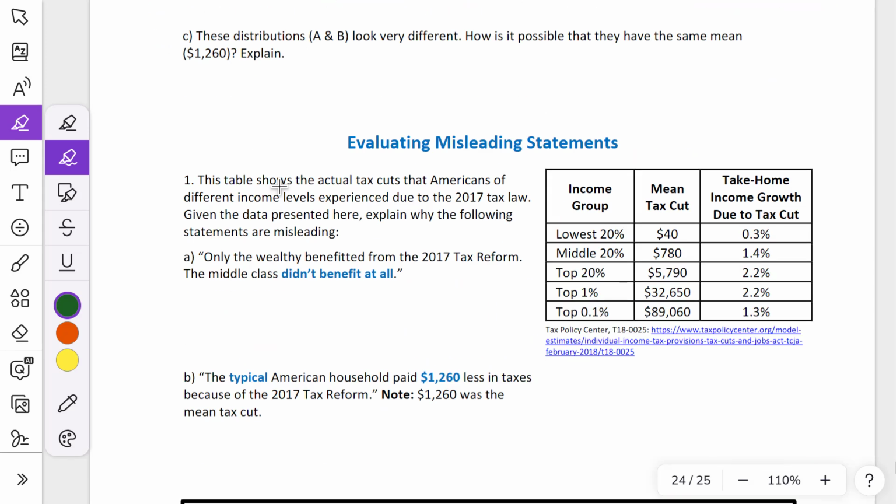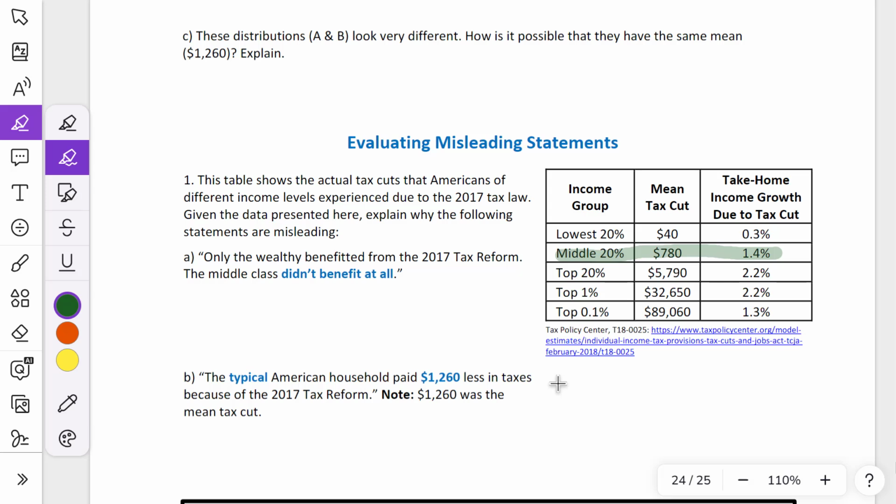So, in fact, let's look at the actual data from the last tax cut. You can see this table shows actual tax cuts of the Americans. There are two statements here, and both of these are misleading, because remember, both sides are trying to get at their own end. So always take everything they say with a grain of salt. Basically, they said only the wealthy benefited from the 2017 tax reform. The middle class didn't benefit at all. So here, that's the middle class, all right?